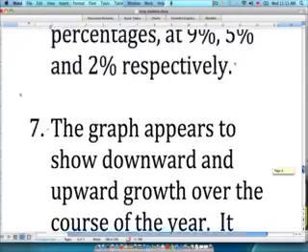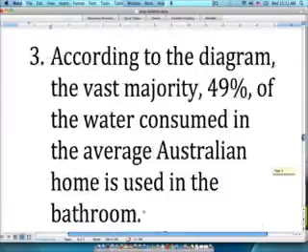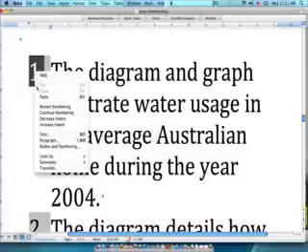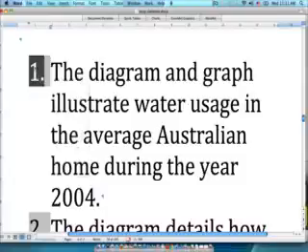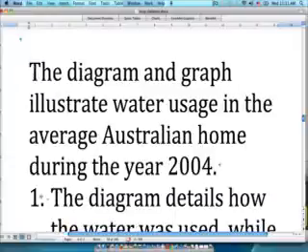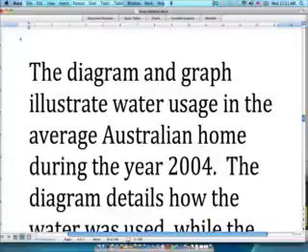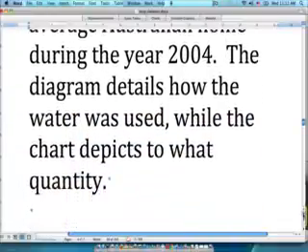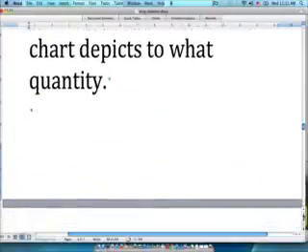But okay, now let's put these sentences together and read the response from the beginning. So if I can get rid of these numbers without hurting everything. Okay, here we go. So from the top it reads, the diagram and graph illustrate water usage in the average Australian home during the year 2004. The diagram details how the water was used, while the chart depicts to what quantity. So that's our opening paragraph.